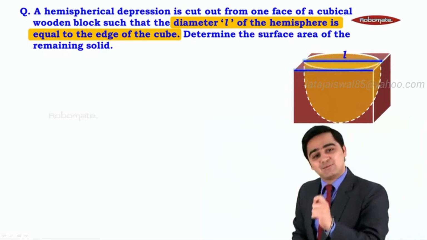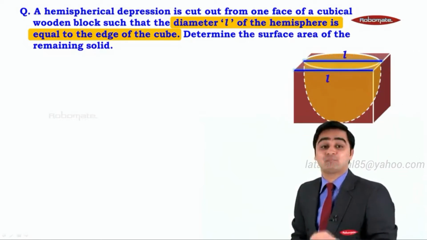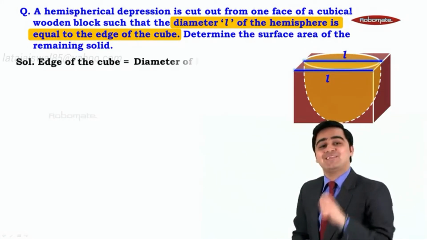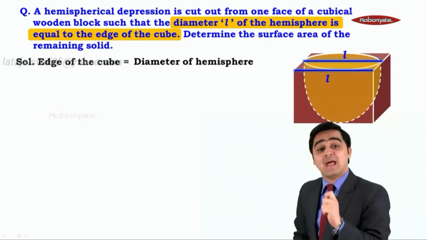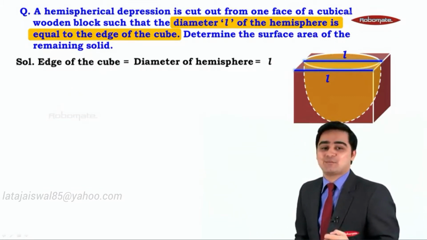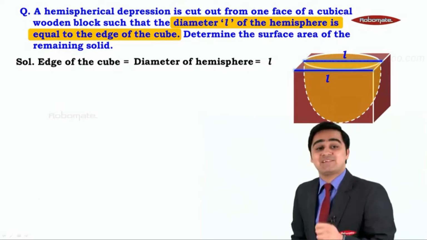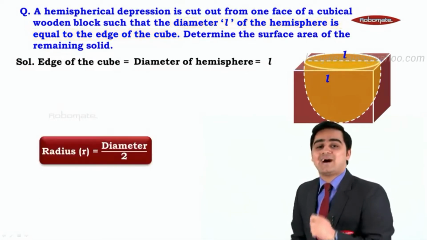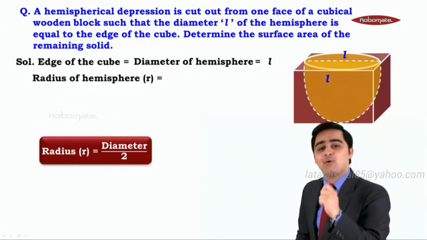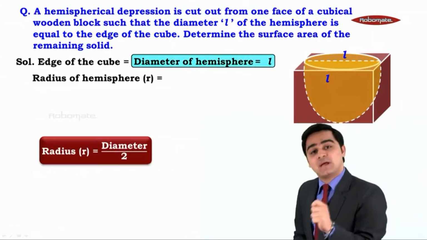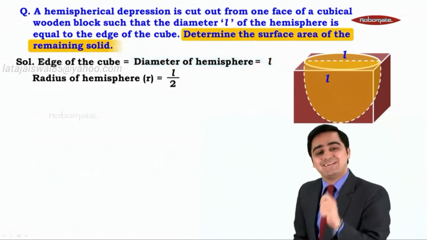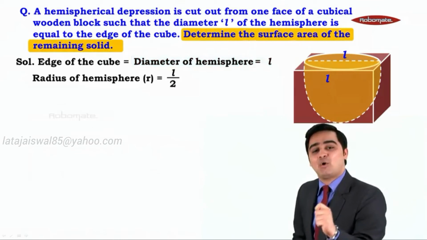So we can say the edge of the cube is also equal to L, and the same we'll write in the solution. We can say that edge of the cube is equal to the diameter of the hemisphere and it is equal to L. Since now we have the diameter of the hemisphere, let us calculate its radius. We know that radius r is equal to diameter upon 2. So we can say therefore the radius of the hemisphere r is equal to the diameter, that is L, upon 2. Next, it says that determine the surface area of the remaining solid.